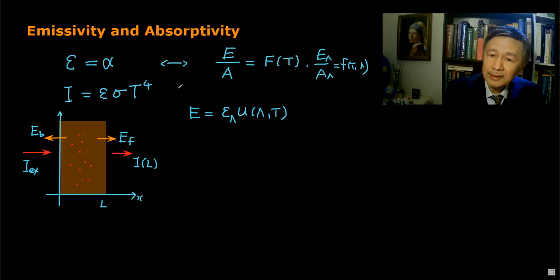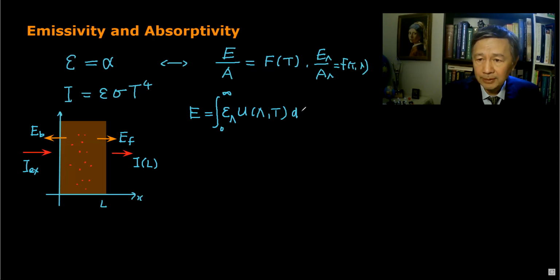Bear in mind, this epsilon lambda is also, in general, a function of wavelength. So this is a spectrum, and we have to integrate it. In this case, we integrate from 0 to infinity, d lambda.